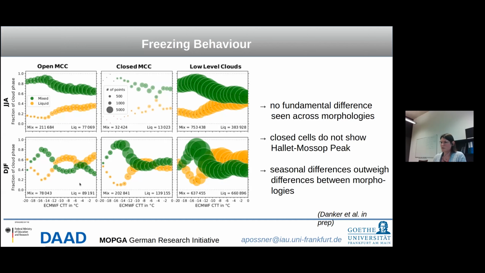The only thing that we do see in terms of the relation between organization and freezing behavior is what's happening around -5, -6 degrees Celsius. So you see this upward increase of mixed fraction again, which is slowly coming down as we go to warmer temperatures, as you expect, but you sort of see a revival of mixed phase clouds around this temperature peak. And that's something that's very much related to Hallett-Mossop, which is a rime splintering process.